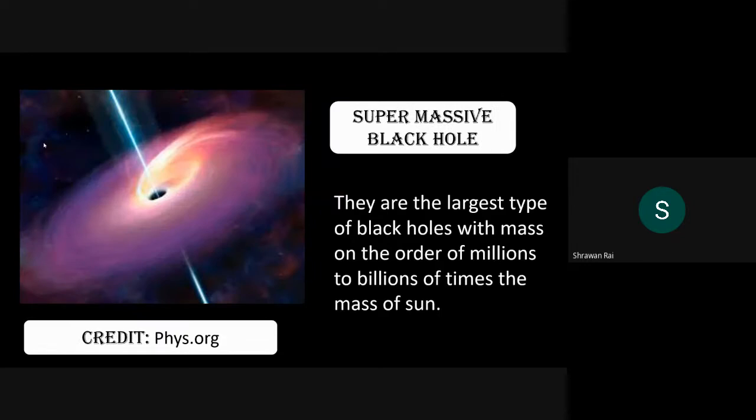Number 3 is the supermassive black hole. They are the largest type of black holes with mass on the order of millions to billions of times the mass of Sun. Observational evidence indicates that almost every large galaxy has a supermassive black hole at the galaxy's center.